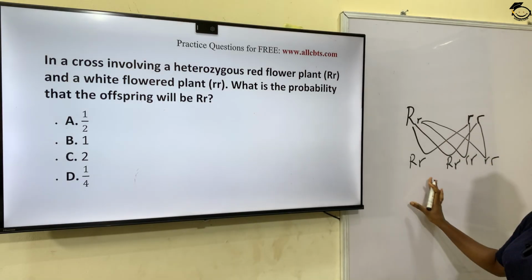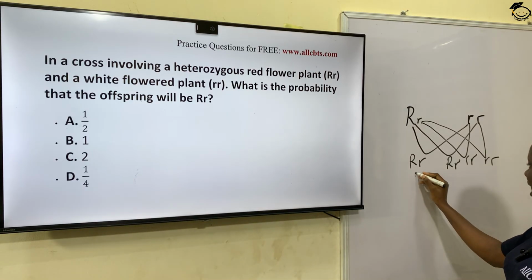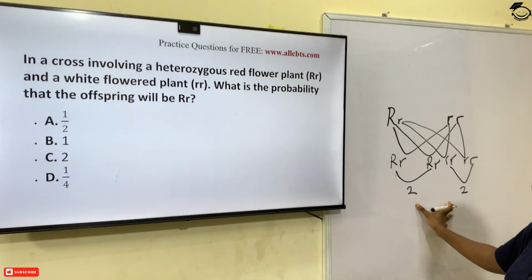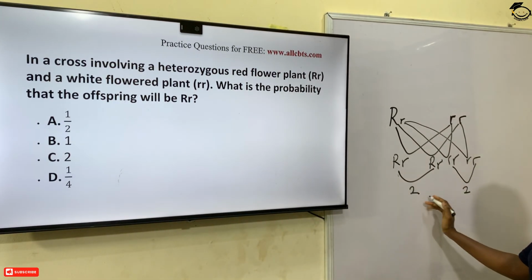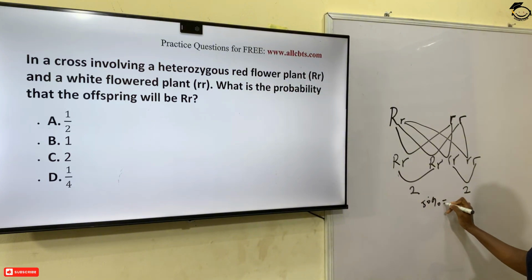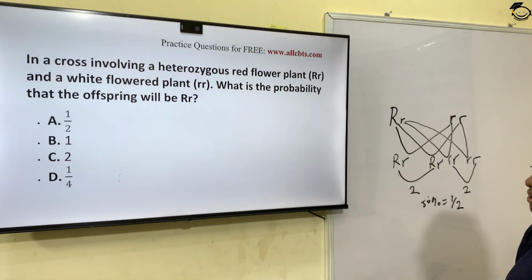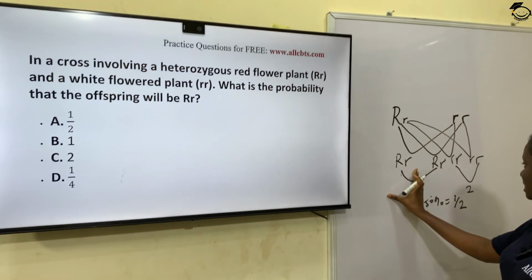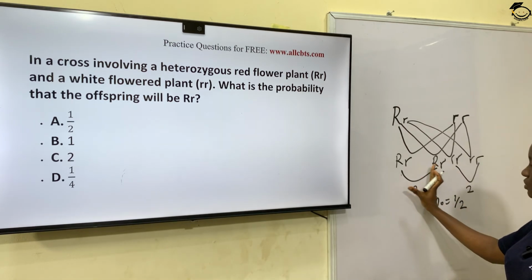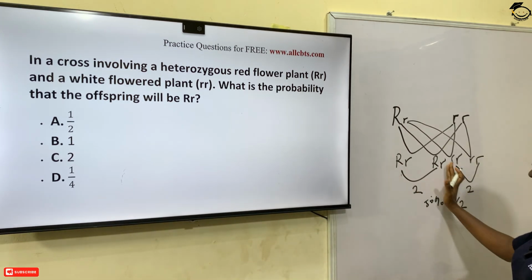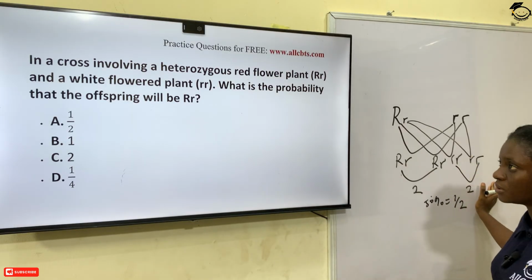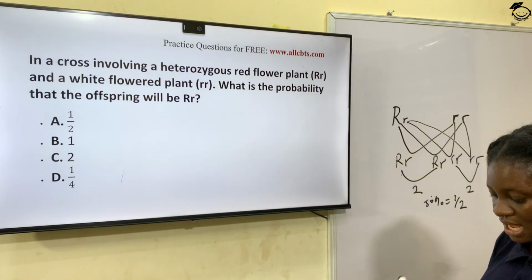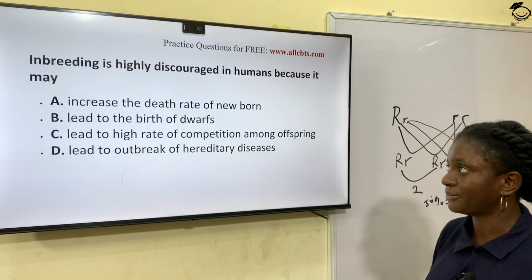So looking at the results we got from here, we see we have two of these and two of these. That means it's 50%. So the correct answer is 50%, that will be 1 over 2. So the correct answer here is 1 over 2. Either we have 2 of these and 2 of these, half of this and half of the other one. So the correct answer is 1 over 2, half. Option A is the correct answer.